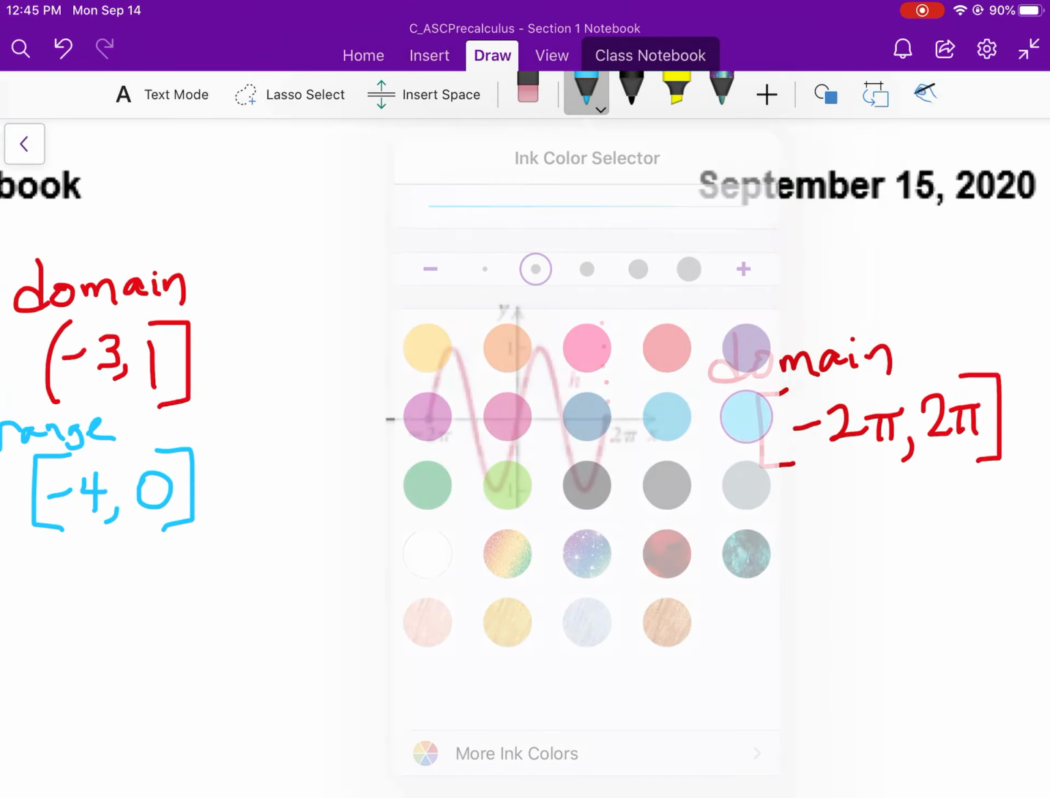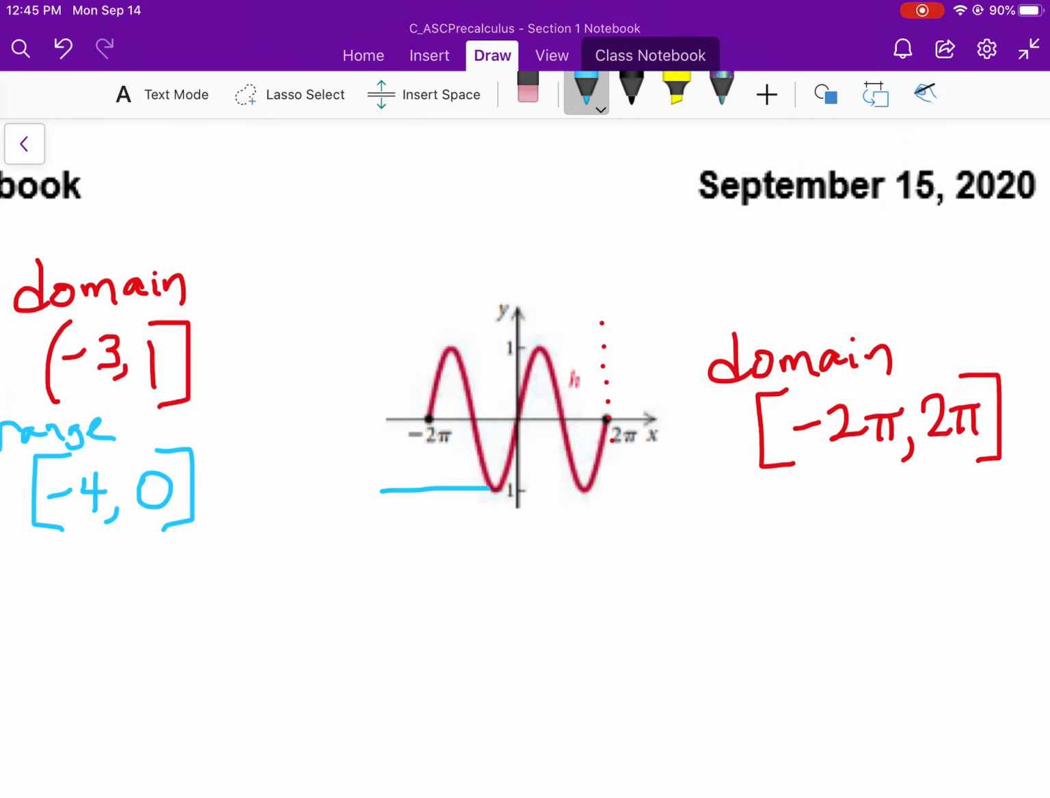And then for my range, the smallest value looks like it's negative 1. I'm pretty sure I should include that because this is a sine curve or a cosine curve, depending. And then the biggest y value looks like it's positive 1, and I'm going to include that as well. All right, good luck.